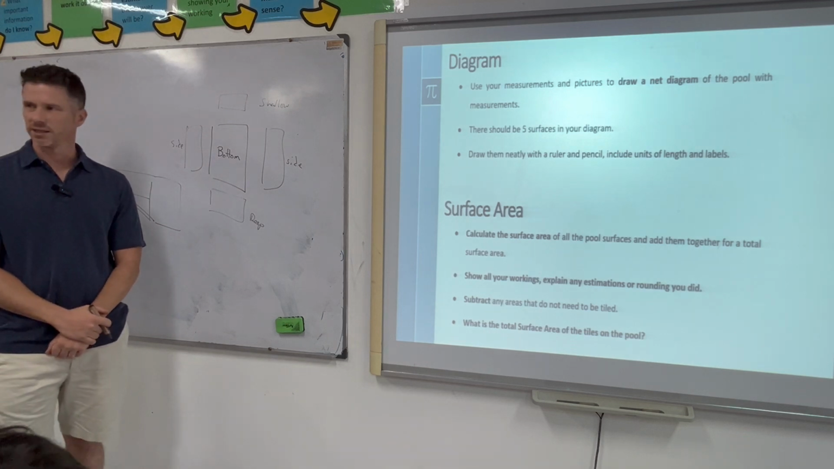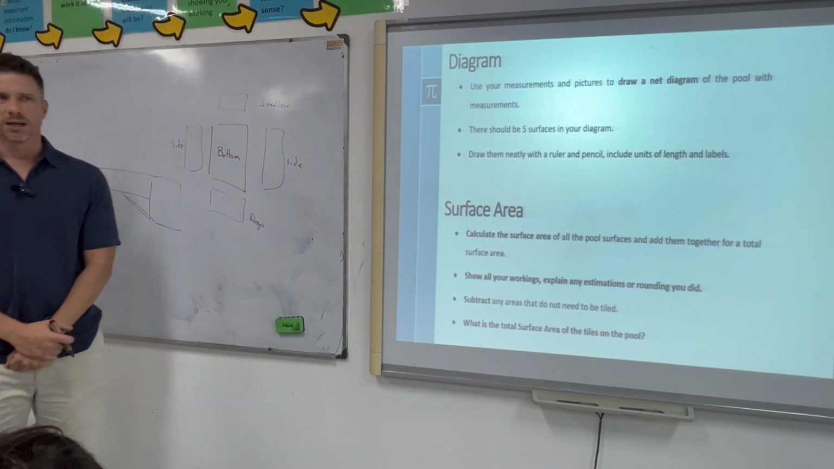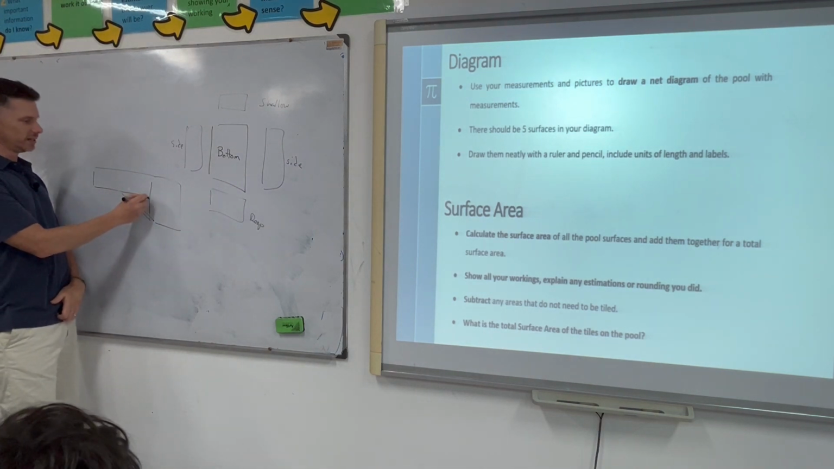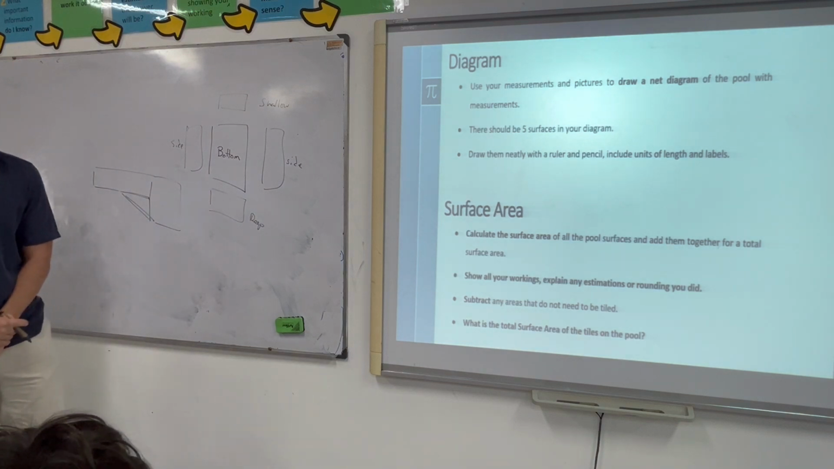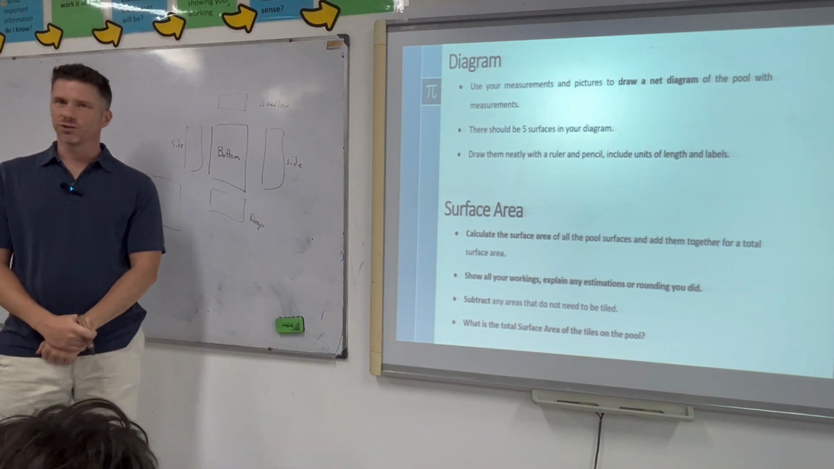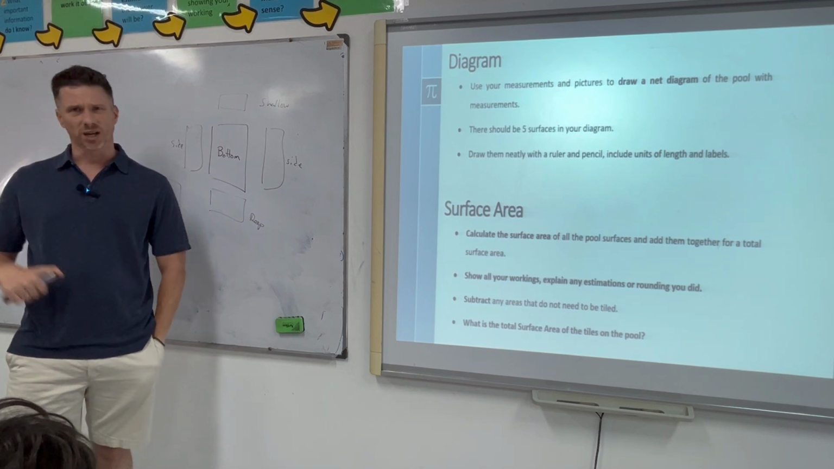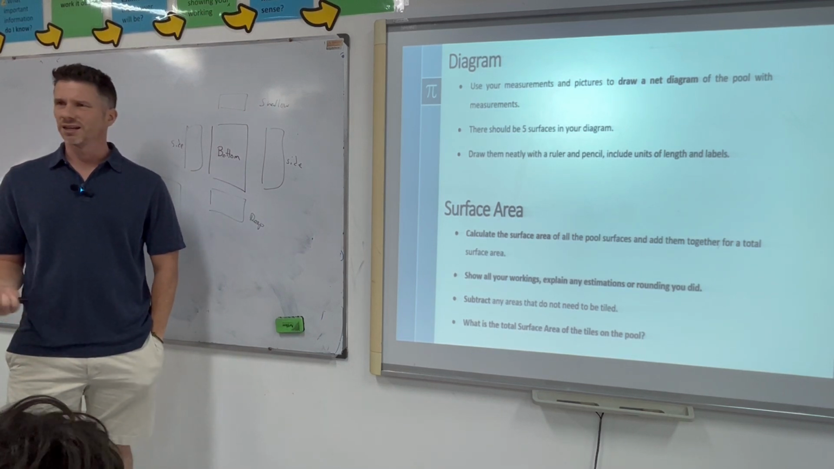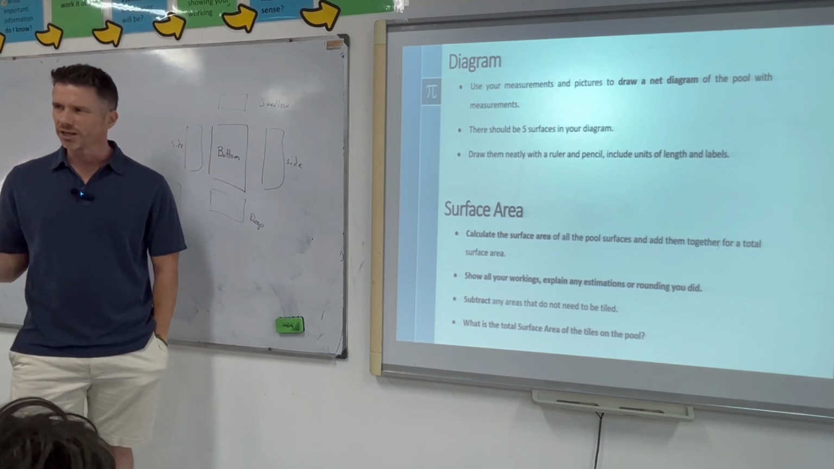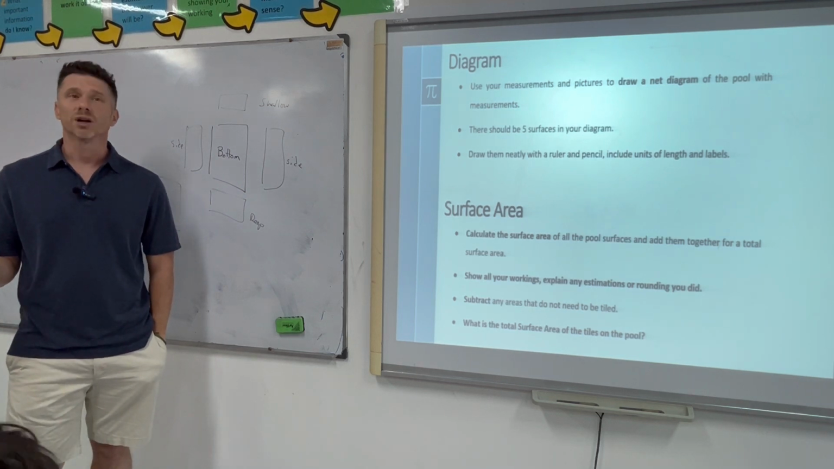Remember, you just multiply length times width to get an area. If it's a triangle, you multiply the length times the width and divide it by 2. Okay, so that's the surface area that you need to cover. Subtract any areas you think do not need to be tiled then. So there's some stuff, can anyone give me an example of something on the bottom or the side of the pool that wouldn't need to be tiled? Charlotte?